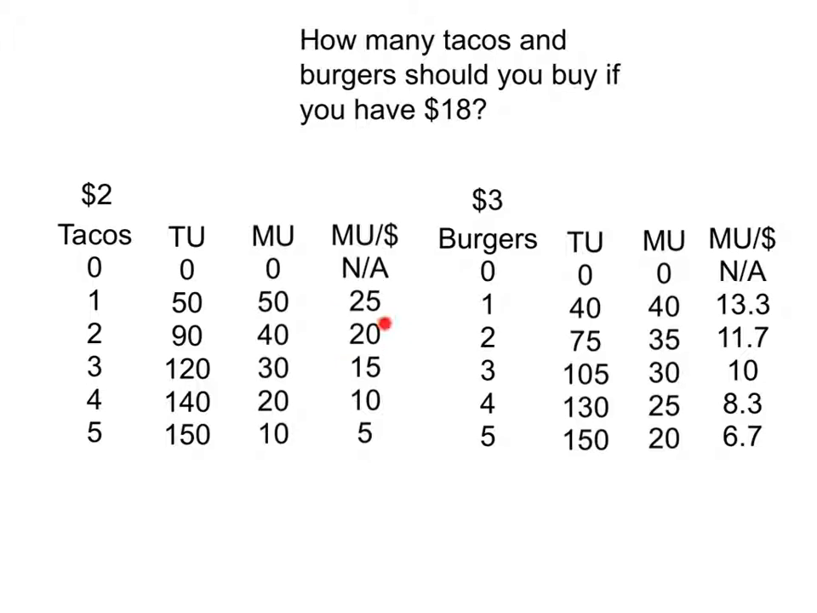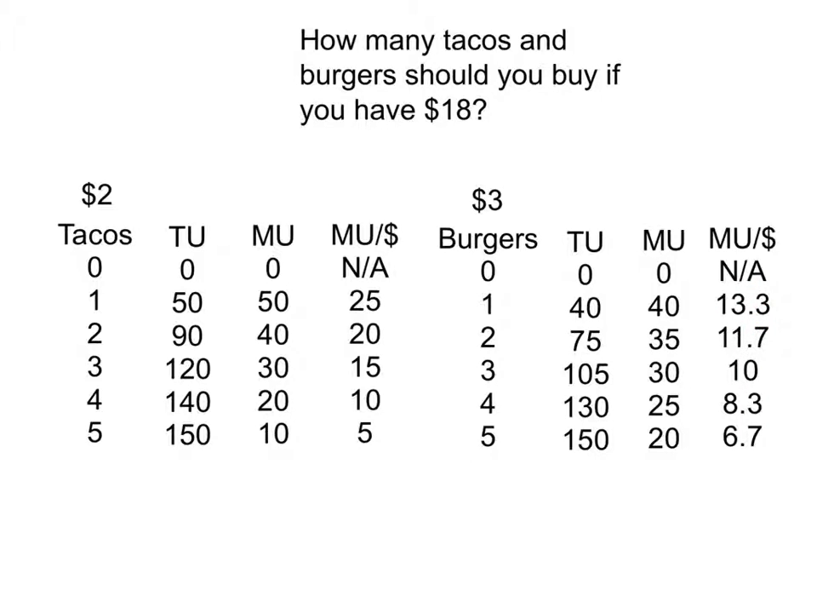40 divided by 2, which is 20, 30 divided by 2, which is 15. In order to decide how much to buy, I'm going to compare these marginal utility per dollar values. So I'm going to spend my first $2 on a taco and my second $2 on a taco. Okay, and my third $2 on a taco. Then as I'm comparing 10 to 13, I'm going to decide to buy this one and this one.